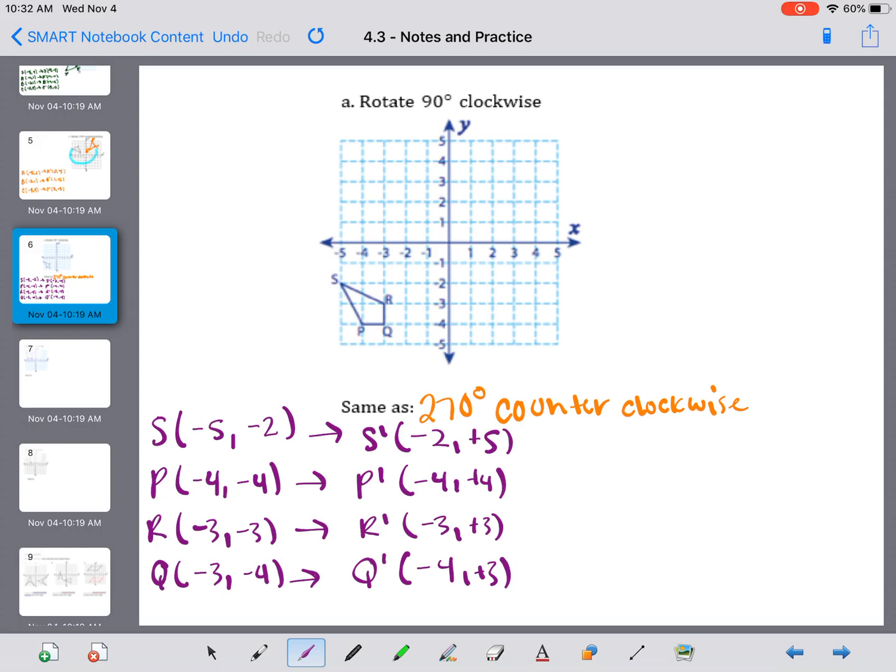So then we have -2, 5, -4, 4, -3, 3, and -4, 3. And there we go. So S prime, P prime, R prime, and Q prime.